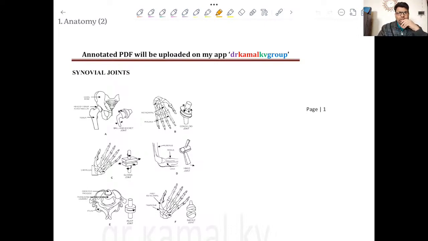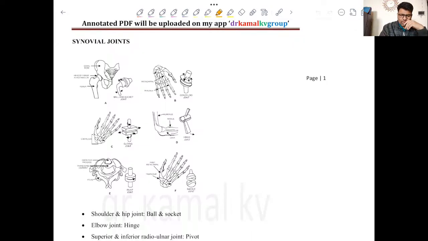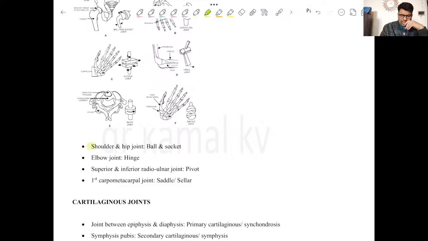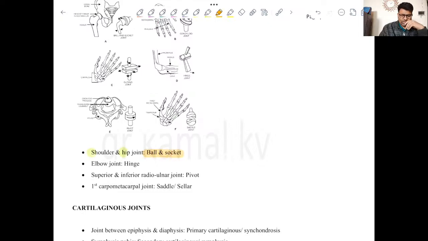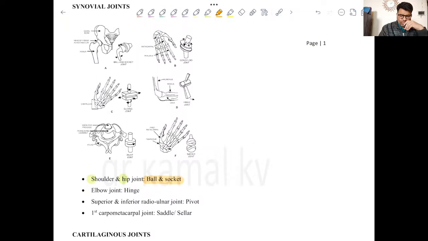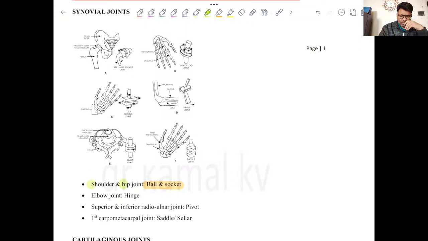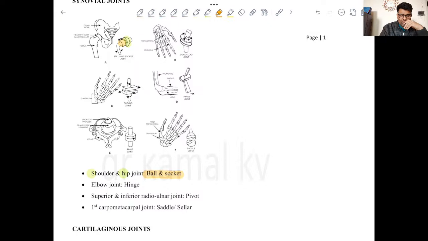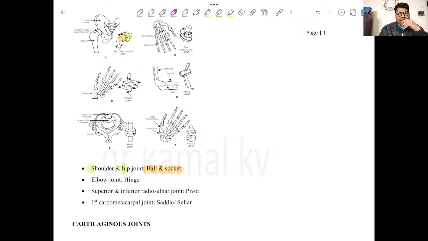In this session, we will take anatomy, starting with synovial joints, shoulder and hip joint. They are examples of ball and socket joint, where one bone forms the socket and another forms the ball. So this is an example of ball and socket joint, and it permits movement in many planes, so multi-axial movements.